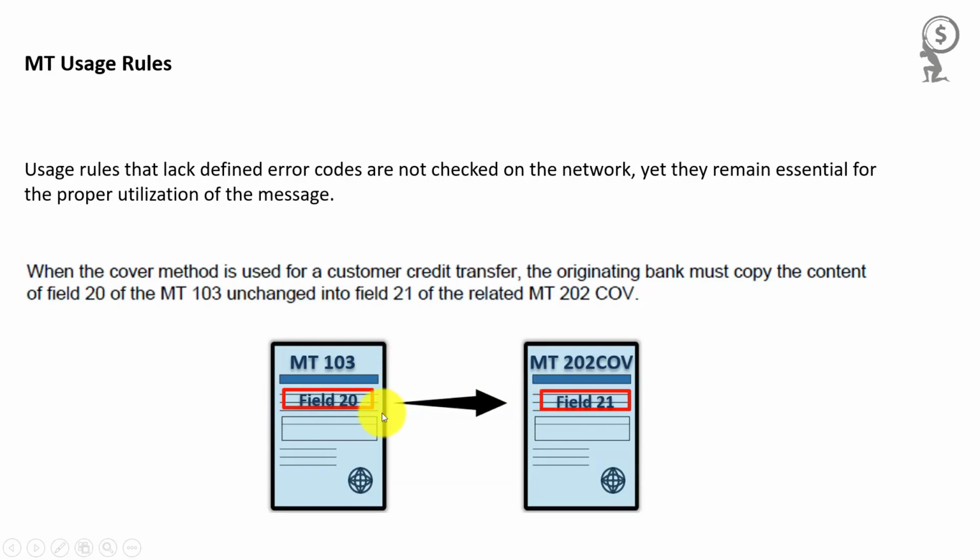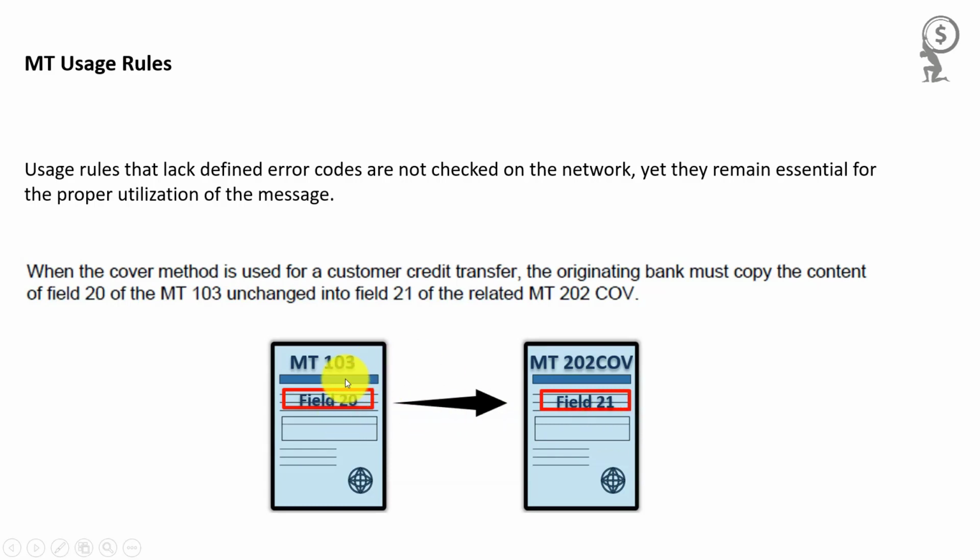Anyway, these two messages are connected to each other. Whenever a bank sends the MT103, it should send an MT202 as well. But how do we relate this MT202 to this MT103? Let's say the bank sends every day 100 MT103s and 100 MT202s. How to know which MT202 is related to which MT103 is through field 20 and field 21.